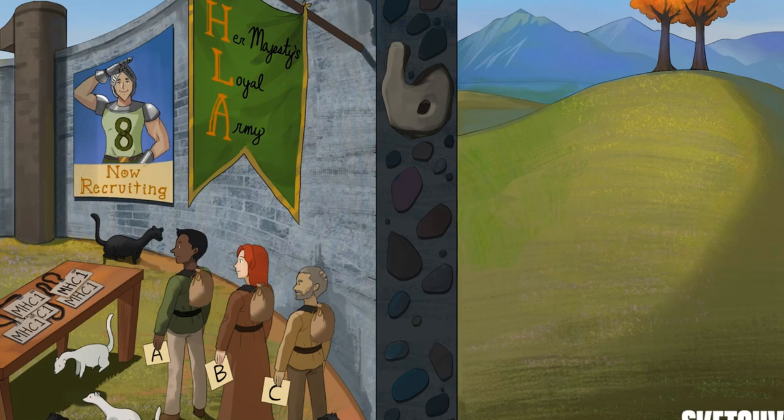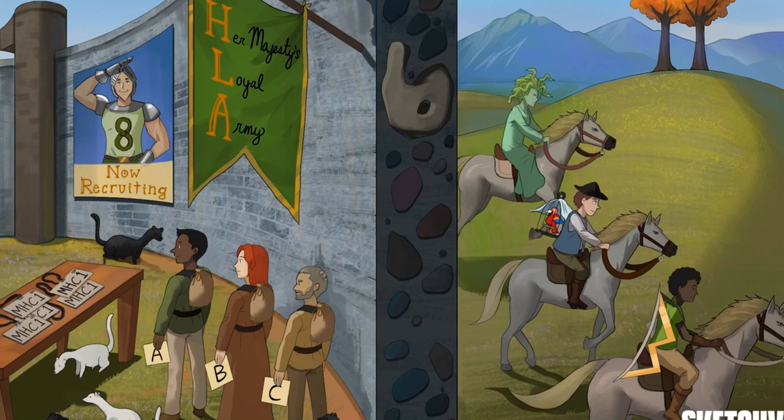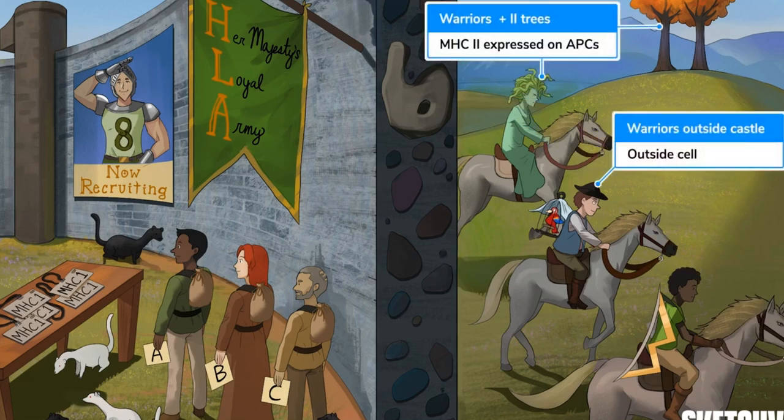All right, let's move outside the castle walls towards this double trunk tree to talk about MHC class 2. MHC2 molecules are expressed on professional antigen-presenting cells. So to contrast with our regular recruits inside the castle, we're going to have a more professional army out here, and we'll add in our recurring APC symbols on horseback. We've got dendritic cells, macrophages, and B cells.